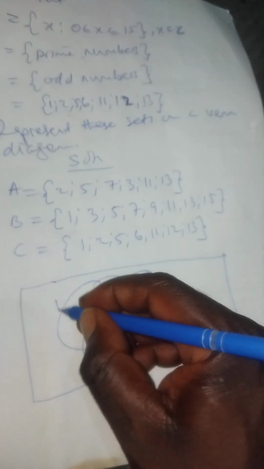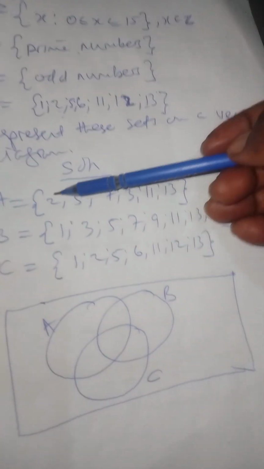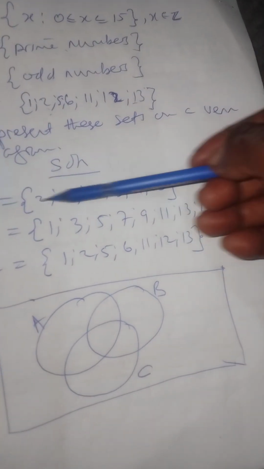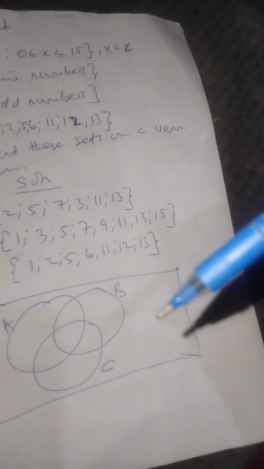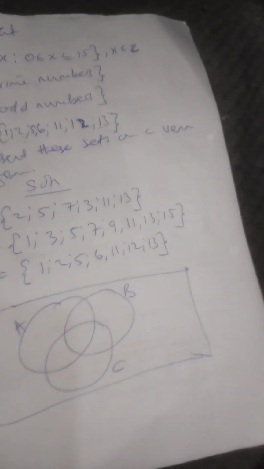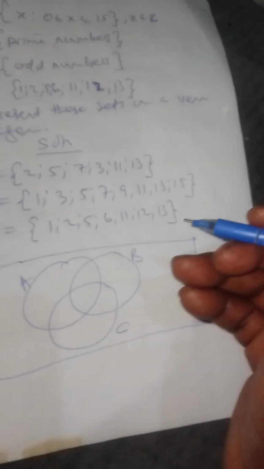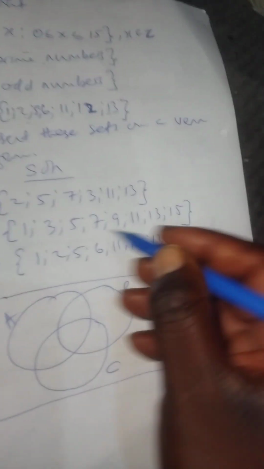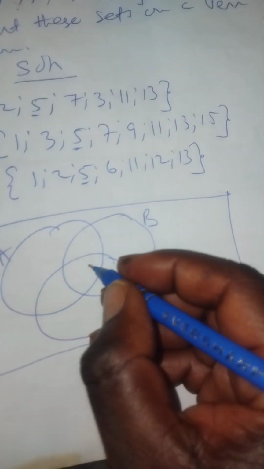So this is set A, set B, set C. If there are some elements which are found in A, B, and C, it means the 3 sets are all intersecting. First and foremost, identify the elements which are found in all the 3 sets. Mark them. So we have 5 here, 5 here, 5 here. You record it at the central region here.